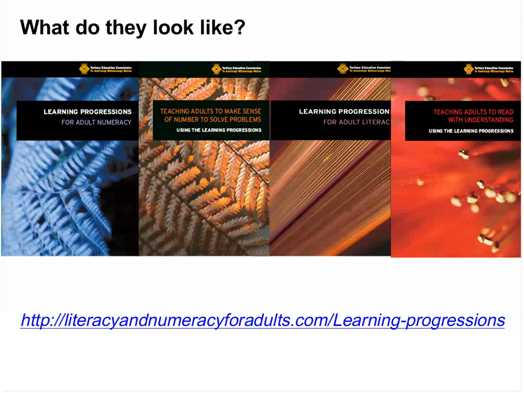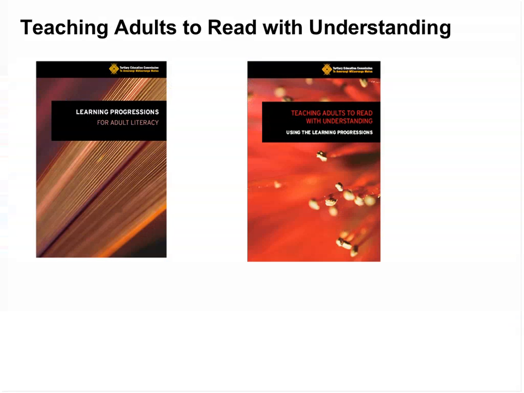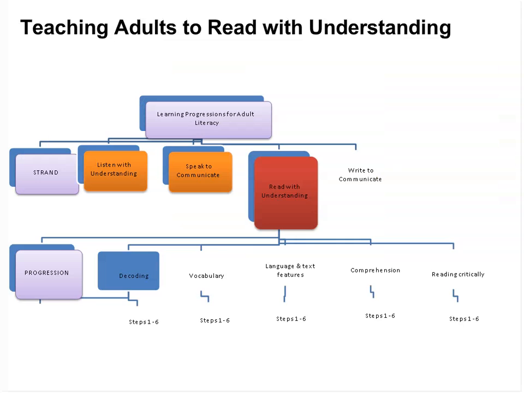For the example of today, to introduce the learning progressions, I'm going to be taking this resource book called Teaching Adults to Read with Understanding, and this is the resource book connected to the learning progressions, the introduction for adult literacy. So when we look at the introduction to the learning progressions for literacy, we see in this book a number of charts at the back of the book, and each chart is called a strand.